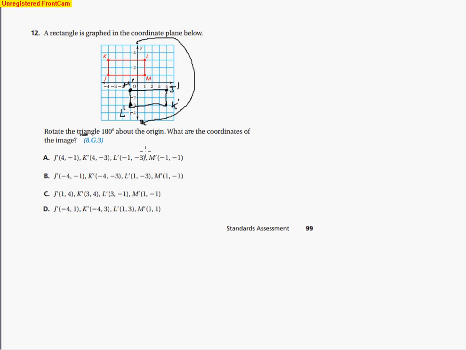Looks like M prime is -1, -1 right here. That's it. So L, let's just check the others. -1, -3, yes, that matches. K, 4, -3, yes, and 4, -1 for J. So A was the answer. Those are the problems that you'll see on that lesson.